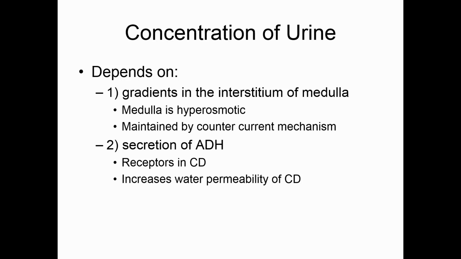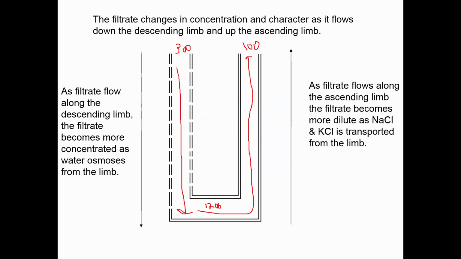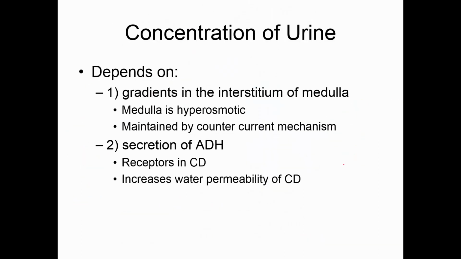So, maybe I'll just go back 2 slides. So we're reabsorbing water on one side. We're reabsorbing sodium and chloride and potassium on the other side, and that sets up a gradient in the interstitium. And because we absorb all these ions from these long loops of Henle, the medulla is hyperosmotic.